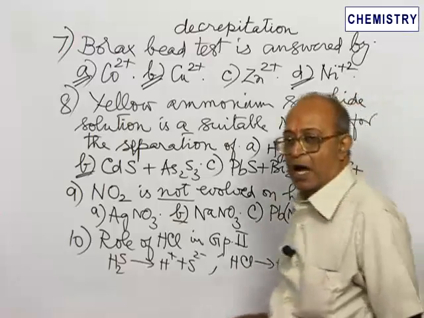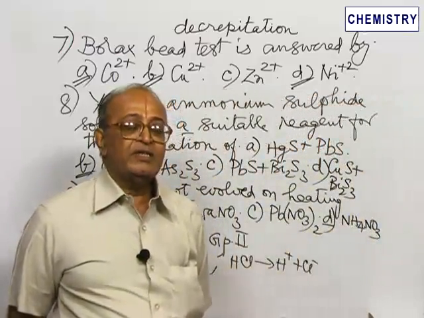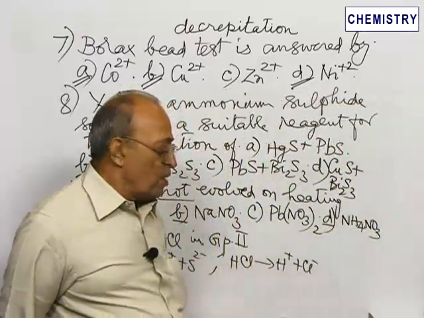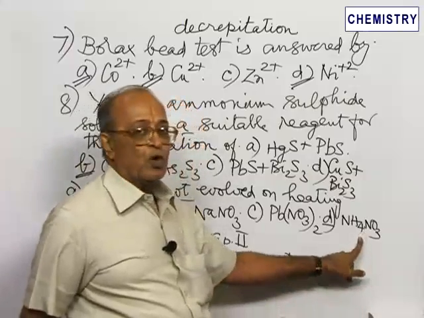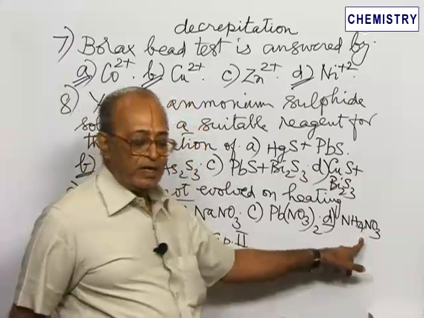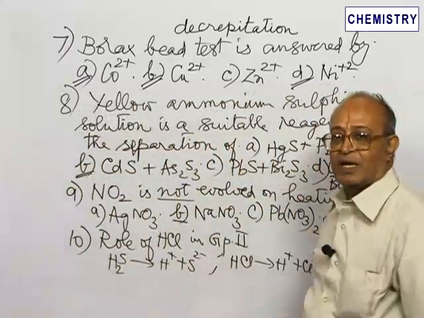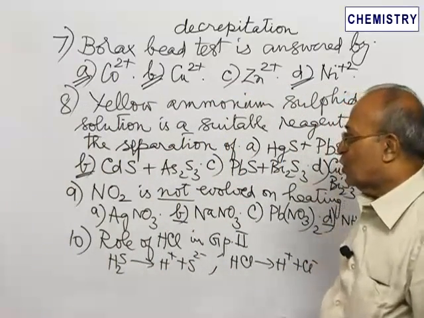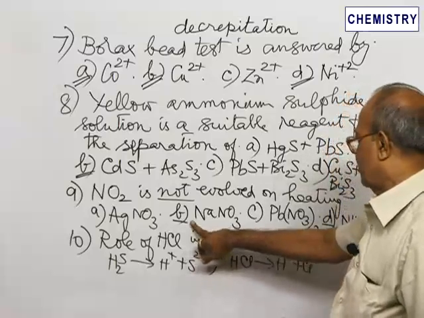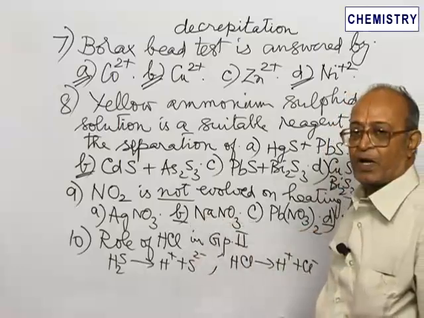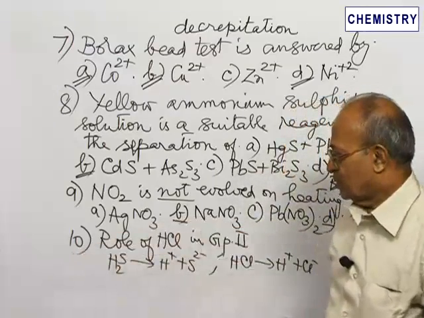Come to D, ammonium nitrate. Ammonium nitrate on heating is a method of preparing one of the oxides of nitrogen, namely N2O. When ammonium nitrate is heated, NO2 is not formed, but N2O is the product. So, for 9, more than one answer correct, namely B and D. And with this, let us try to conclude.